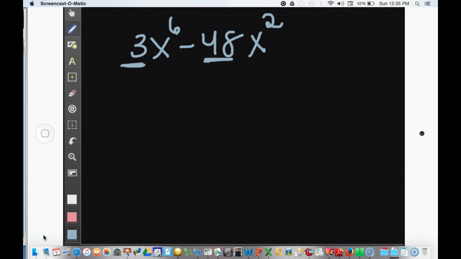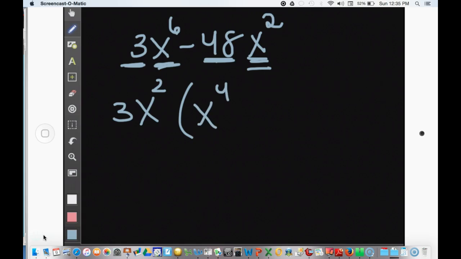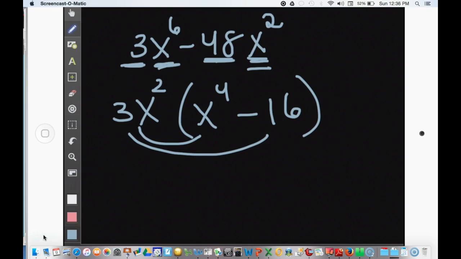The 3 and the 48 have a GCF of 3. The x squared and the x to the 6th have a GCF of x squared. 3x squared times x to the 4th gives us 3x to the 6th. 3x squared times 16 will give us 48x squared. Again, you can double check that. Oh my, bells are going off. We have a difference of two perfect squares.